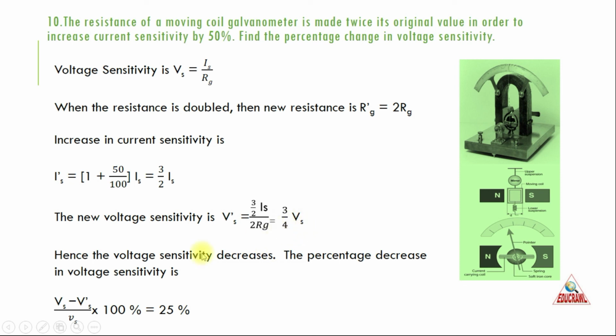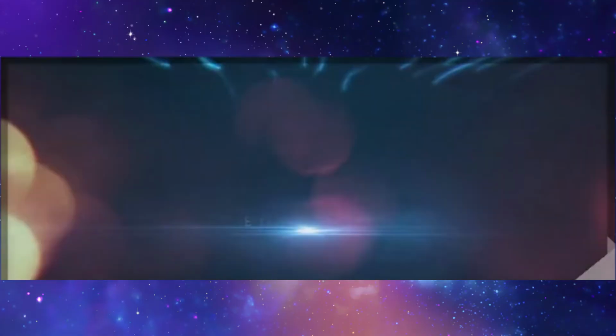Hence the voltage sensitivity decreases. Original voltage sensitivity is Vs. The new voltage sensitivity is Vs dash, which is equal to 3 by 4th of the original voltage sensitivity. Similarly, the percentage decrease in voltage sensitivity also we can find, which is Vs minus Vs dash divided by Vs into 100, which is equal to 25%.